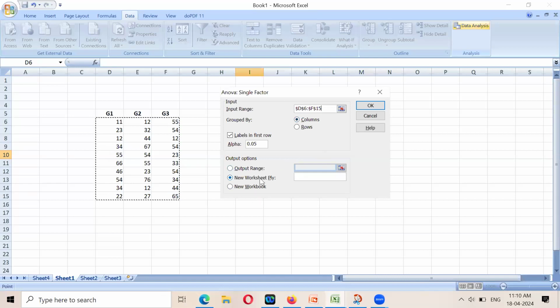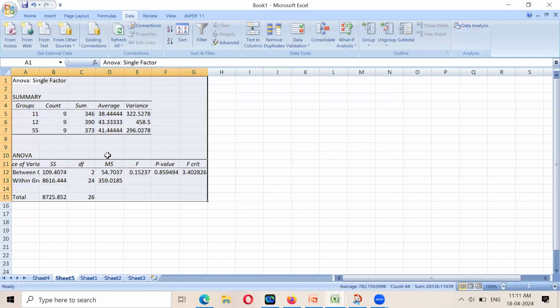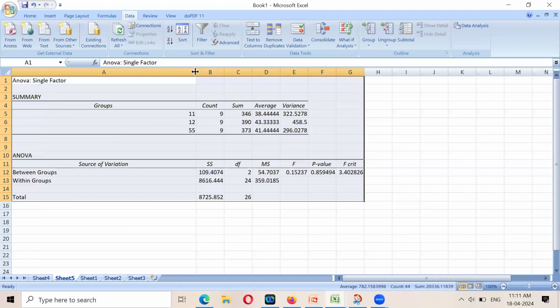So here you can have three options. Output range in the same sheet we are working, we can select the output range, or in a new workbook or new worksheet. So I am selecting the new worksheet. I am clicking the OK button. So immediately I'm directed to the new worksheet here. Okay, I'll make it a little bit large.